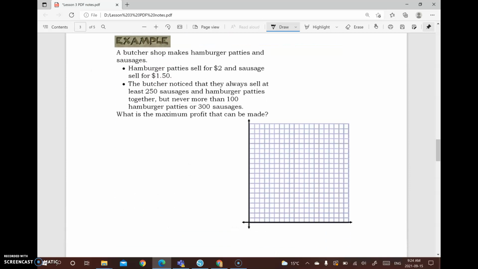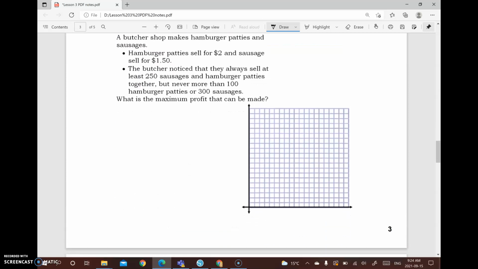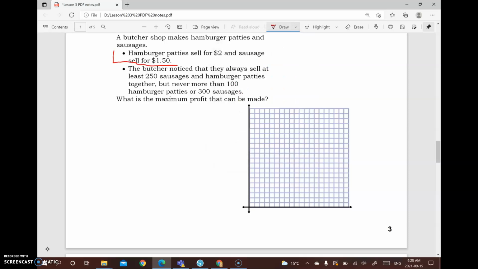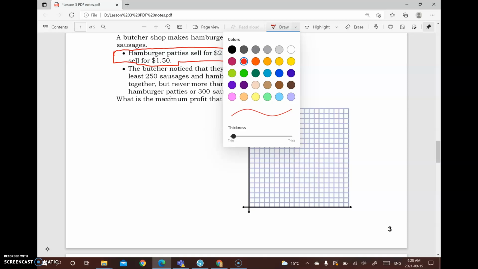Here's our first example. We have a butcher shop that makes hamburger patties and sausages. Hamburger patties sell for $2 and sausages sell for $1.50. The butcher noticed that they always sell at least 250 sausages and hamburger patties together, but never more than 100 hamburger patties or 300 sausages. What is the maximum profit that can be made? So that's what I want to do. I want to maximize my profit. And I notice that in my example, this first point deals with money. This is where I'm going to get my objective function from. The second point deals with all of my constraints.